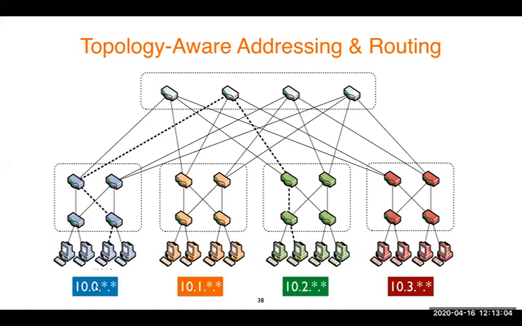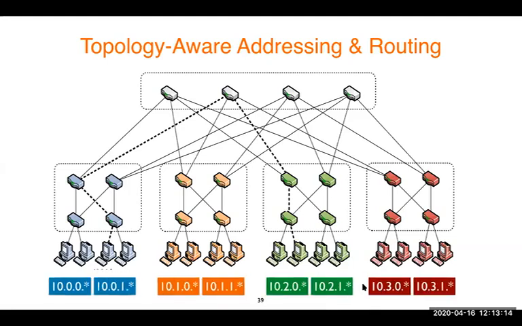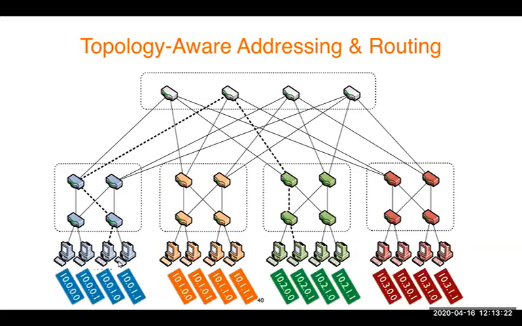So for example, I say all the blue servers are 10.0 something, 10.1 for orange, 10.2 for the greens, 10.3 for the reds. And then I do this repeatedly, right? So within the blues, I say the two on the left are 10.0.0, the ones on the right are 10.0.1. And I continue to do this.